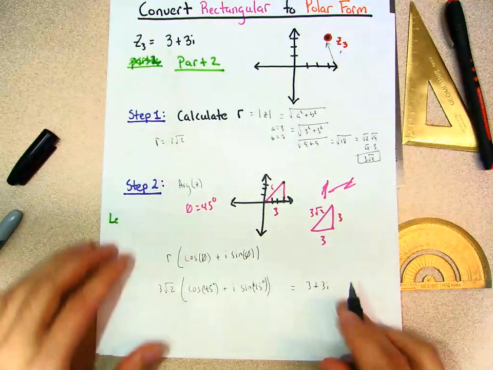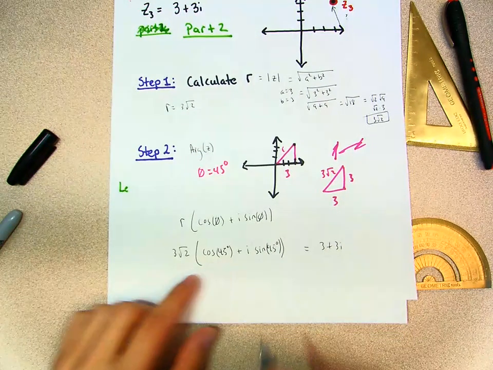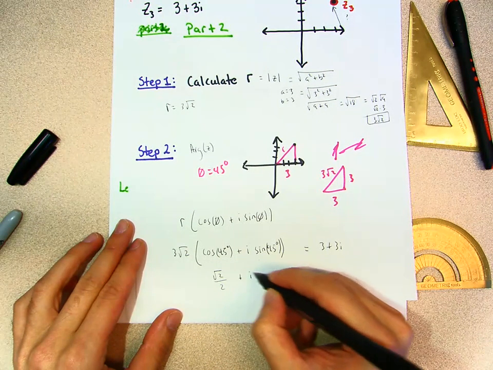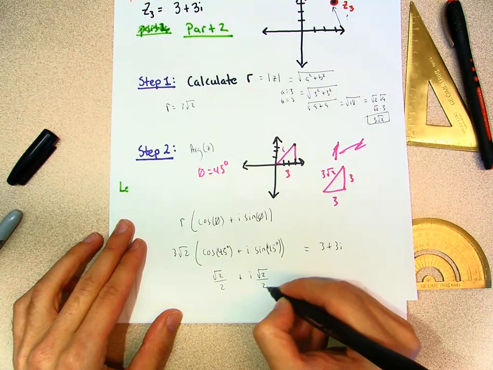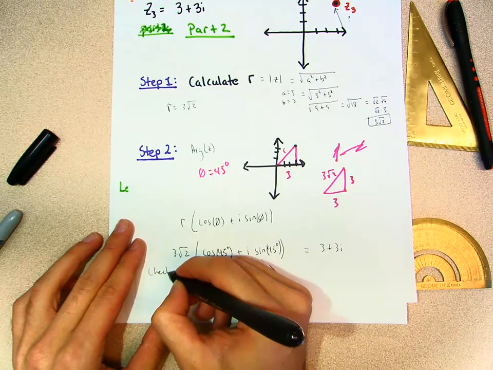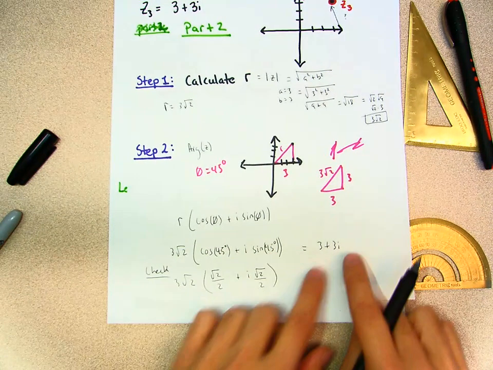Well, let's check it. What is cosine of 45 degrees? It's square root of 2 over 2 plus i times square root of 2 over 2. And we're going to multiply this by 3 root 2. So this is the check. Check that this actually equals this.